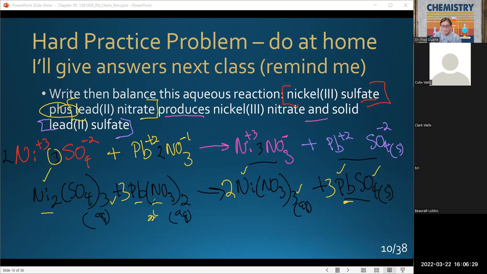The nitrates, I say, were good because we got 6 on the left side, 6 on the right side. So the nitrates are good. And what's left? The nickels. We got 2 nickels on the product side and 2 nickels on the reactant side. And lo and behold, everybody is now balanced, okay?